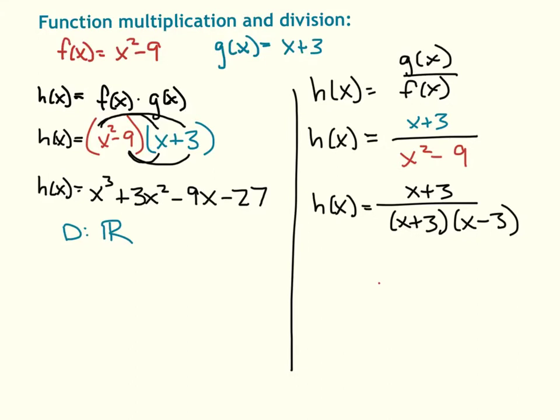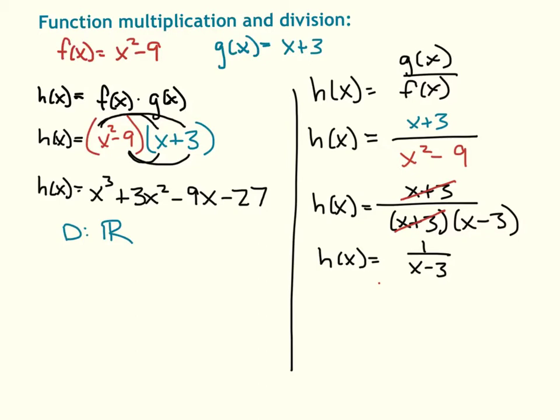Well, now that I've done that, I can cancel binomials. If I have an x plus 3 in the numerator and in the denominator, then they can cancel. So my h of x now is equal to 1 over x minus 3. So g of x over f of x is 1 over x minus 3. If I would have done this the other way and would have swapped them and had f of x over g of x, my answer would have ended up as x minus 3 over 1. So just x minus 3.